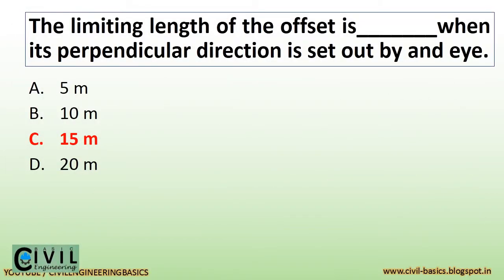The limiting length of the offset is 15 meter when its perpendicular direction is set out by eye.